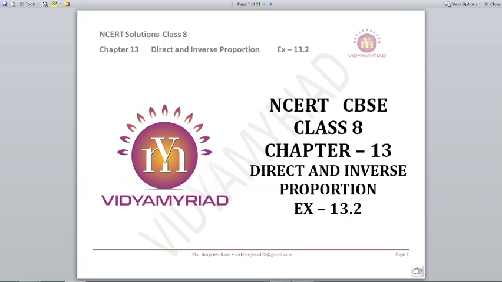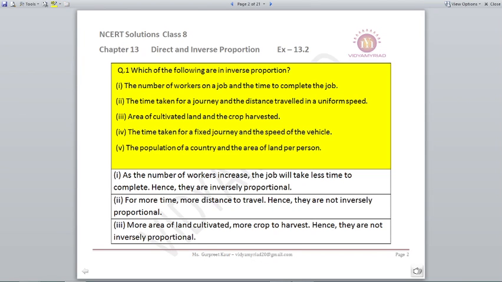So let's start with the exercise. Question number 1. Which of the following are in inverse proportions? Now 5 options are given over here. Let us discuss one by one. The number of workers on a job and the time to complete the job. Just now I have discussed, when the number of workers increases, the time will reduce. So opposite is happening. So it is an inverse proportional case.